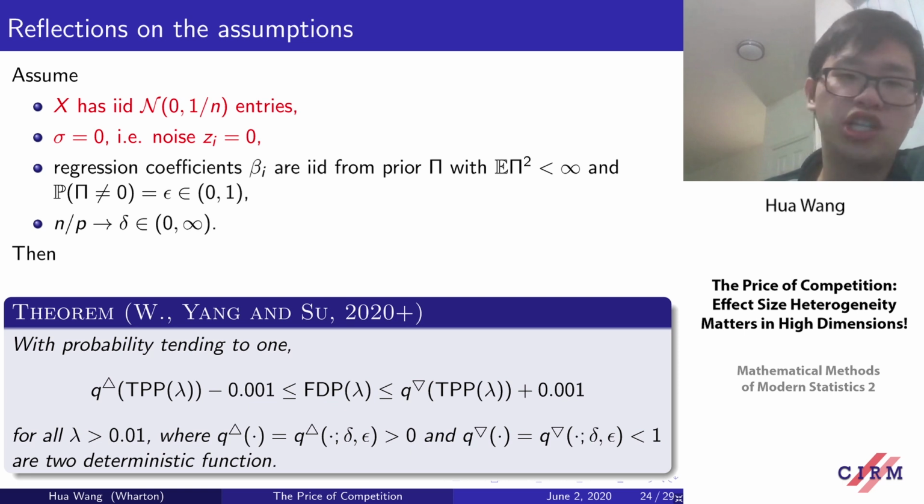Let's do some reflections on the assumptions. Even though our price of competition and effect size heterogeneity are all proposed, derived and seen in the case of Gaussian design, it is not hard to believe that this is a general and generic phenomenon that occurs outside of the Gaussian region. So we will consider relaxing the first assumption. And also, as we have already said, the noiseless case is only a technical convenience, so we will also relax this assumption.